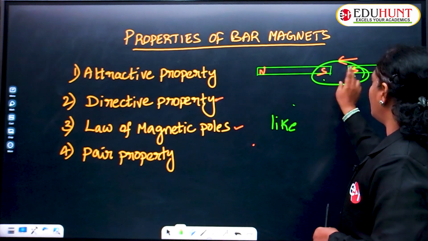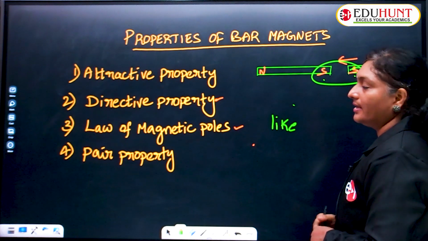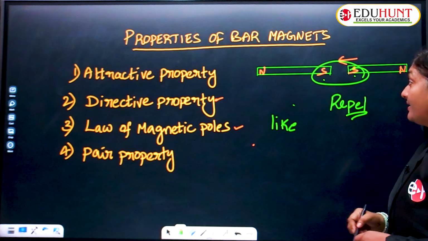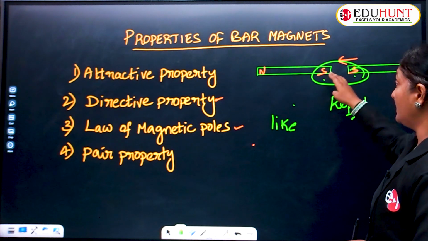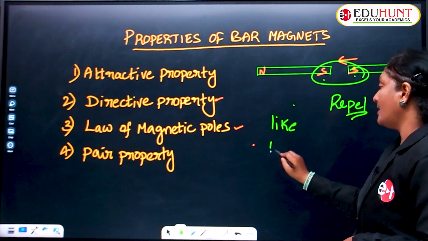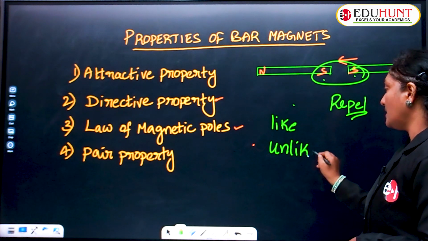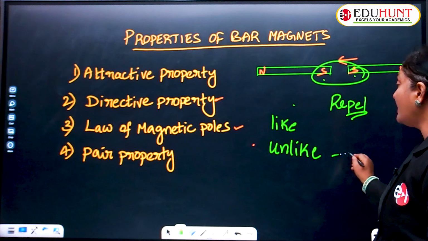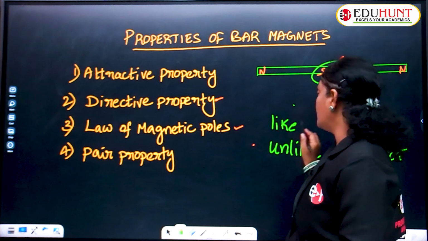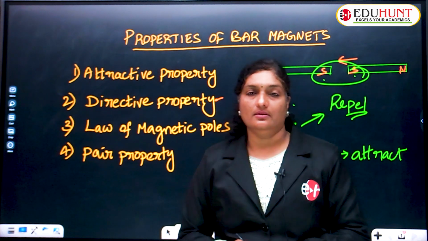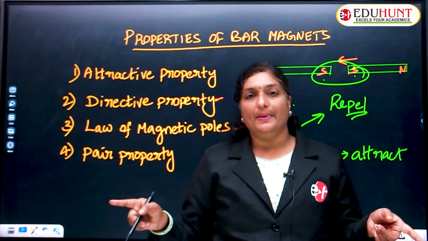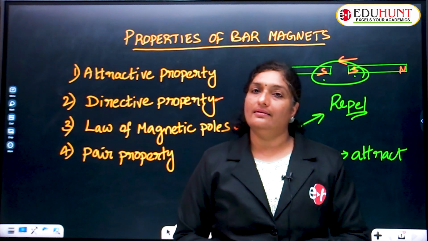So, whenever two same poles, like poles, are brought nearer to each other, they start repelling. And whenever a north pole is brought nearer to a south pole, it starts attracting. They are opposite poles, called unlike poles. So, unlike poles start attracting each other, whereas like poles start repelling each other. With this we can conclude that like poles repel each other, unlike poles attract each other.